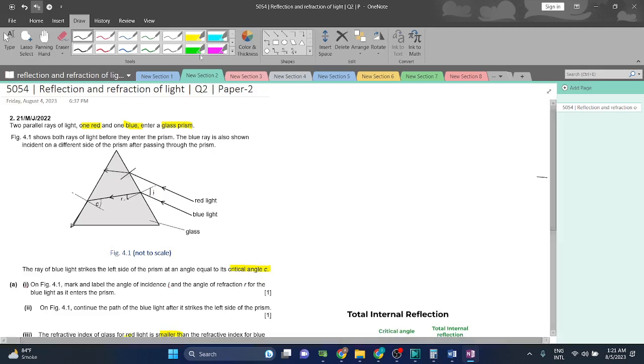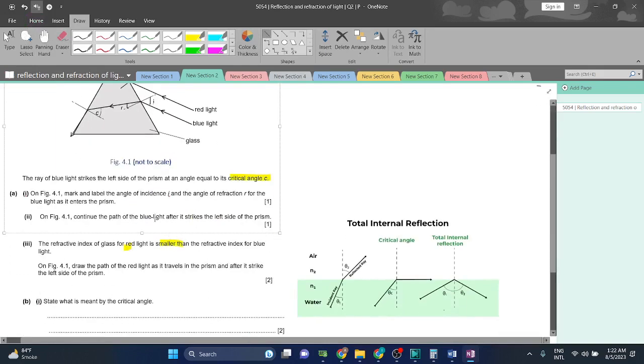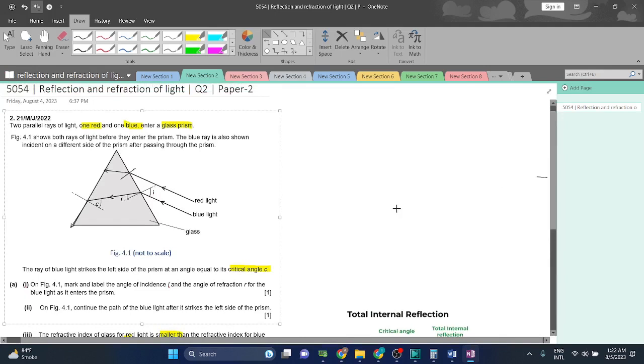ये normal बन गया. अच्छा, ये इधर से चली गई है. We have to make it bend less than the blue light because उन्होंने हमें clearly बताया the refractive index of red light is smaller than that of refractive index of blue light. तो you have to keep that in mind.